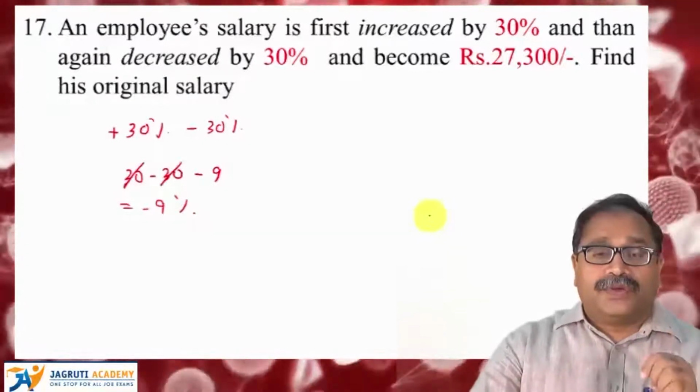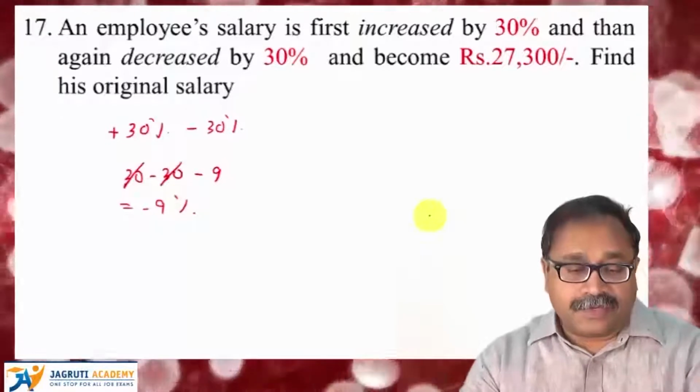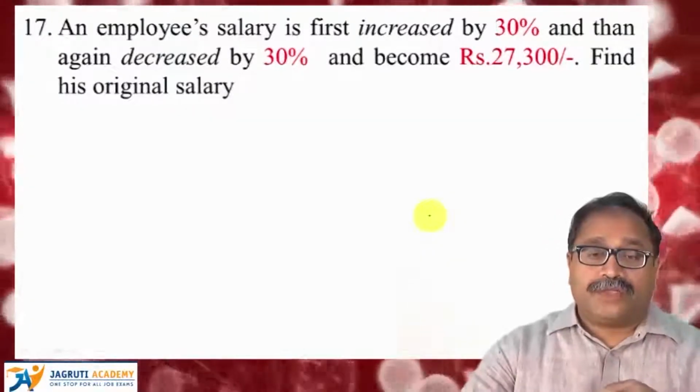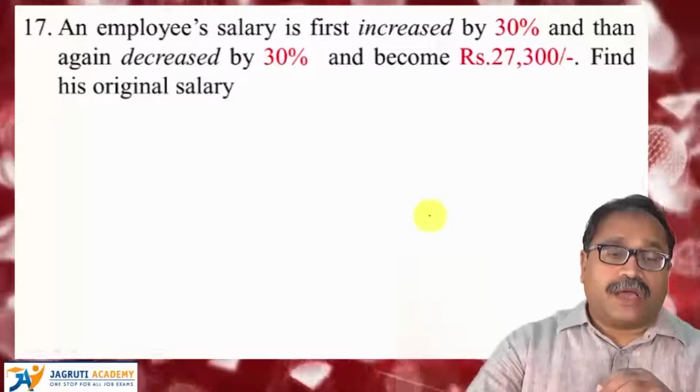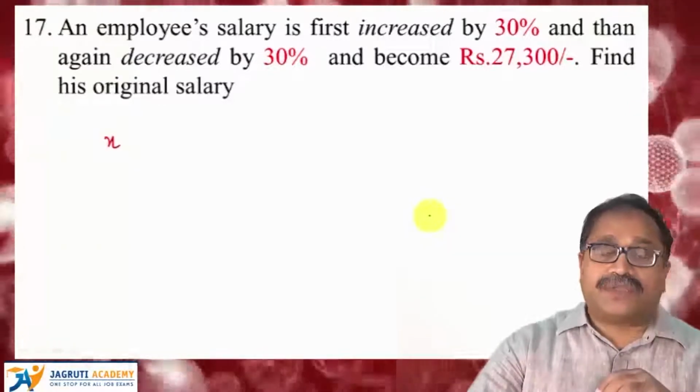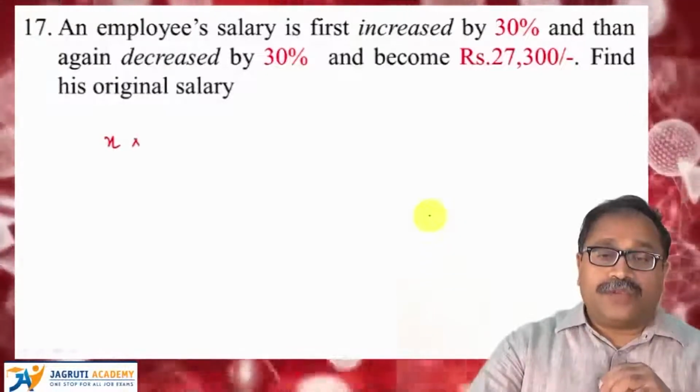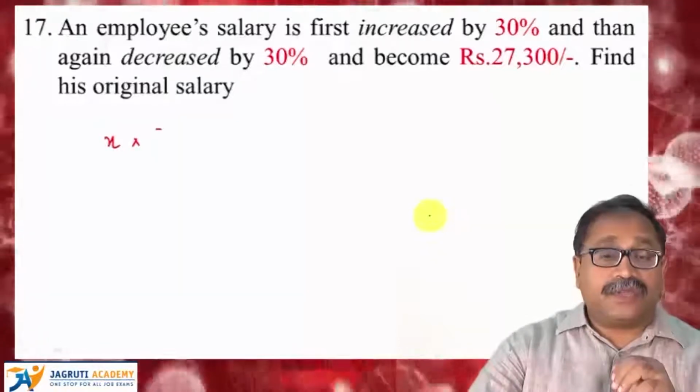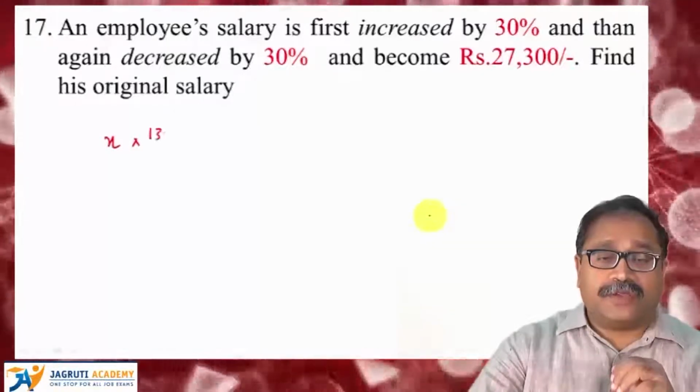Okay. So let's begin this question. It's a percentage decrease. I'll assume that the initial salary is X. Now when it is increased by 30%, it becomes 130 by 100.